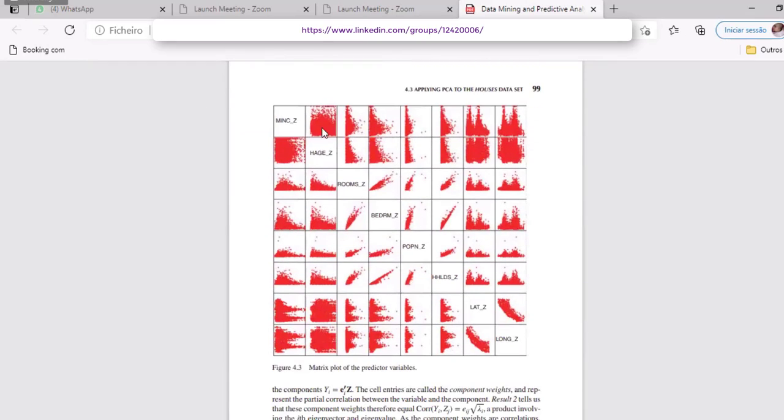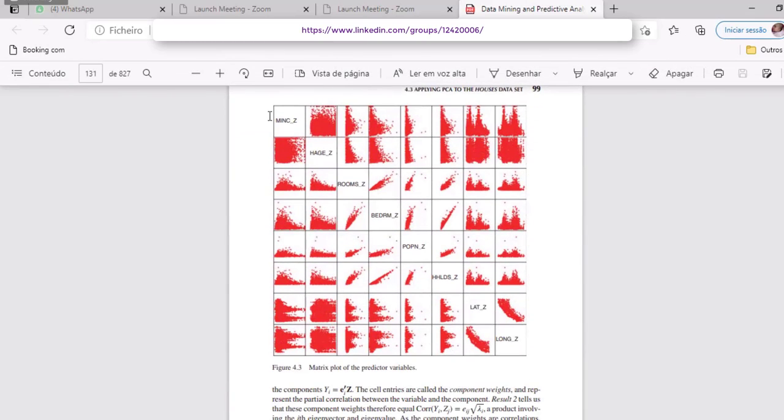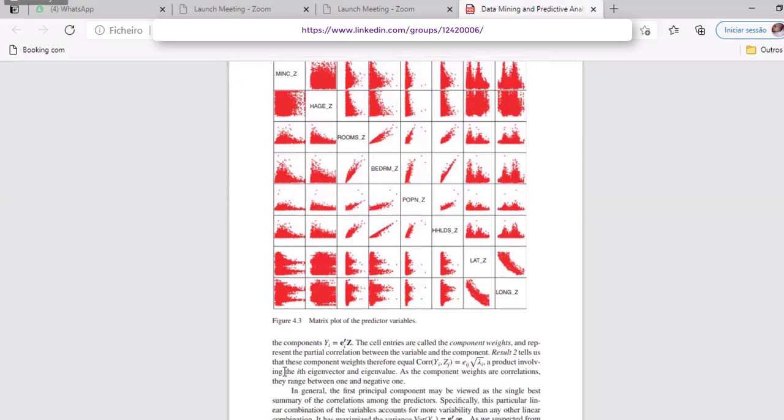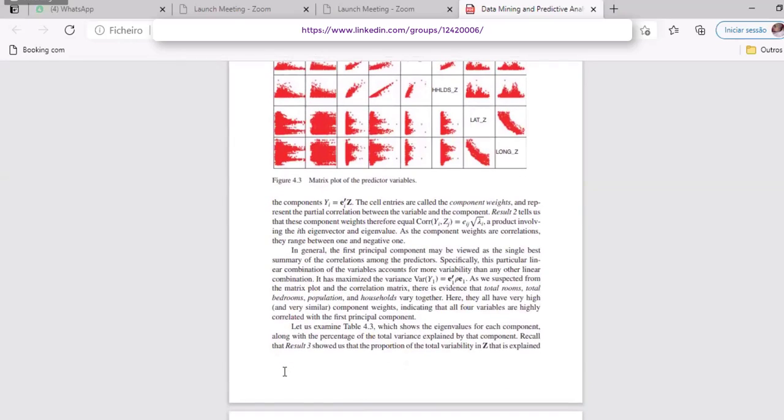So we have a matrix that has the same variables horizontally and vertically, and that shows in scatter plots the correlation between them. It's a visual way to see, for example, that the number of rooms and the number of bedrooms are positively correlated, and that the latitude and longitude are negatively correlated. But I believe this is not the best way to choose the variables.